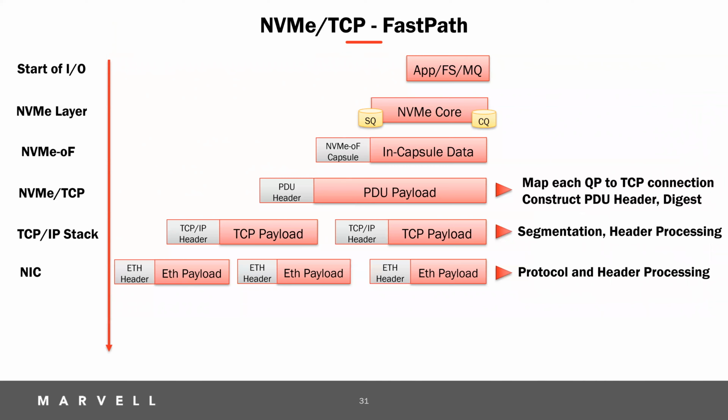If you double click into some of the functions happening within the NVMe over Fabrics and the TCP/IP stack, there's a bunch of work that a server processor needs to do to make sure NVMe over TCP payloads eventually hit the wire, whether it is mapping the queue pairs to a TCP connection, doing header and data digest, constructing the PDU headers, or all the segmentation and header processing that comes with the TCP/IP and the Ethernet stack. All of this consumes CPU cycles. All of this comes in the way of accelerated performance with NVMe over TCP.